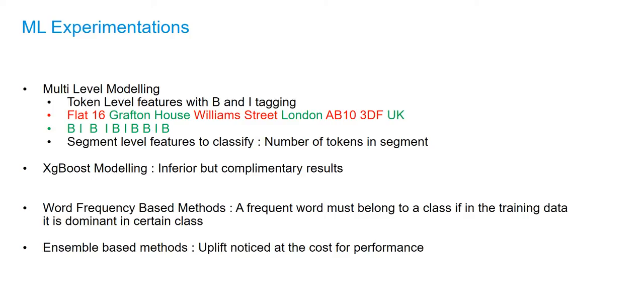An important feature to identifying these segments was the number of tokens in the segment. For example, a postcode generally has one or two tokens at max in the segment, whereas a road or a street class might go up to four or five tokens.